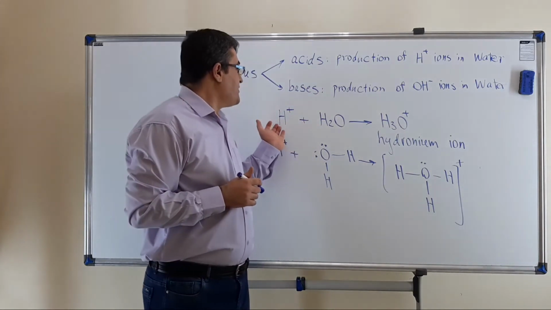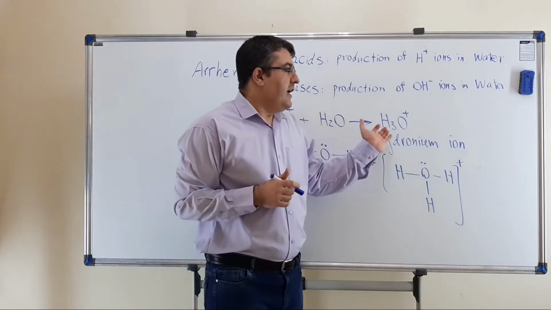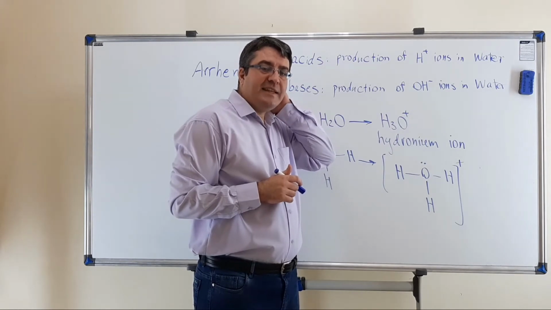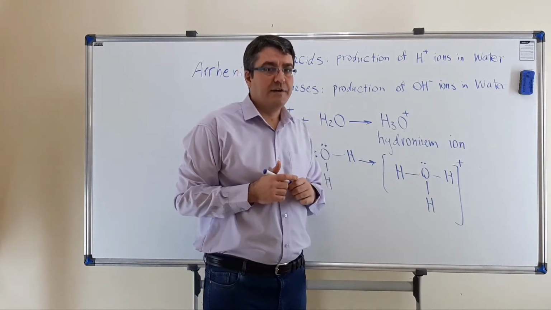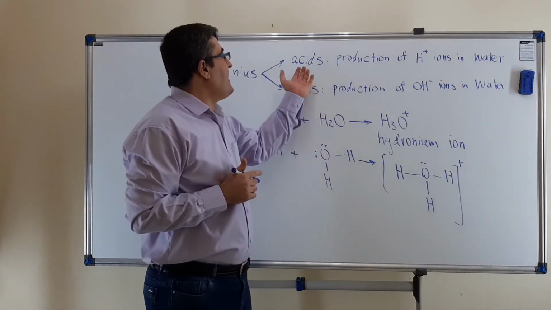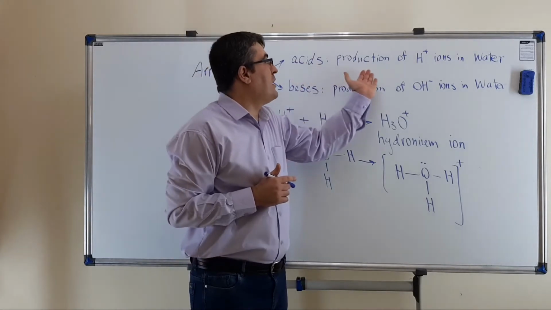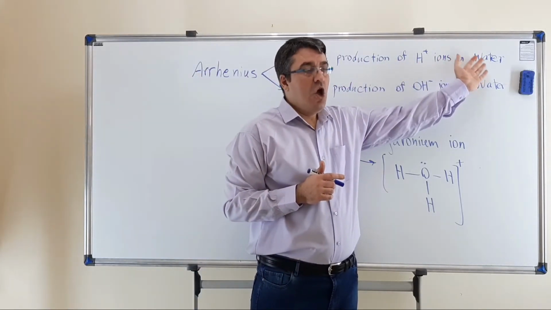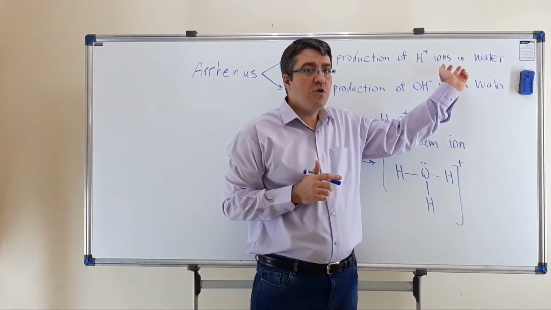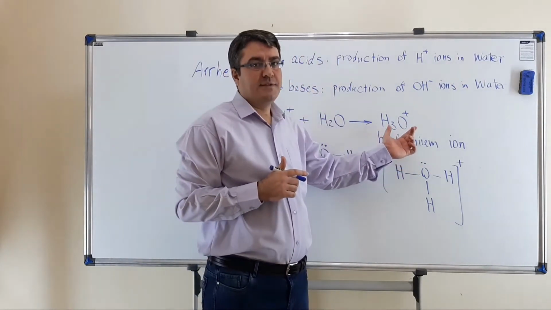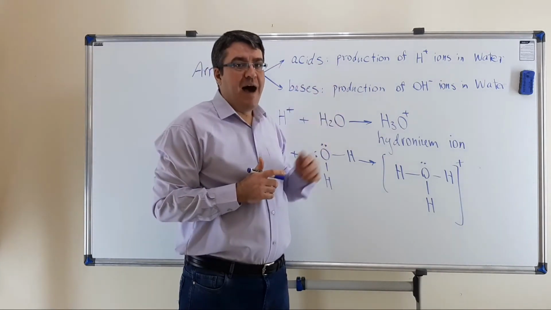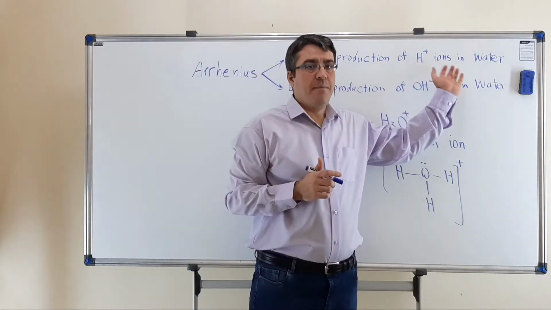So we see that hydrogen ions exist in water in the form of hydronium ions, and hydrogen ions can't exist in their bare form in water. As a result, when Arrhenius acids dissociate and produce hydrogen ions in water, those hydrogen ions readily combine with nearby water molecules and produce hydronium ions. Therefore, Arrhenius acids are in fact producers of hydronium ions.